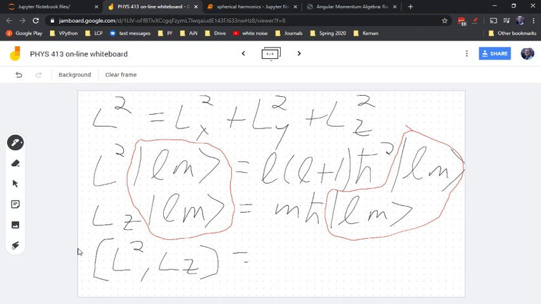So this thing is called the commutator. Anytime you put two operators in brackets like this, you're saying give me L squared Lz minus Lz L squared. If these were just numbers, this would always equal 0.